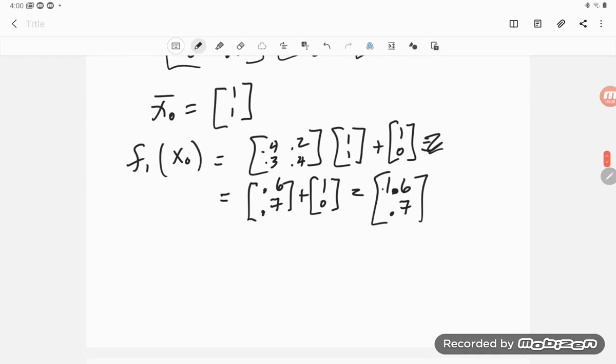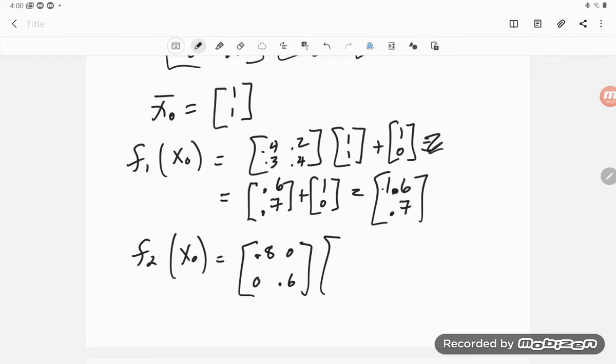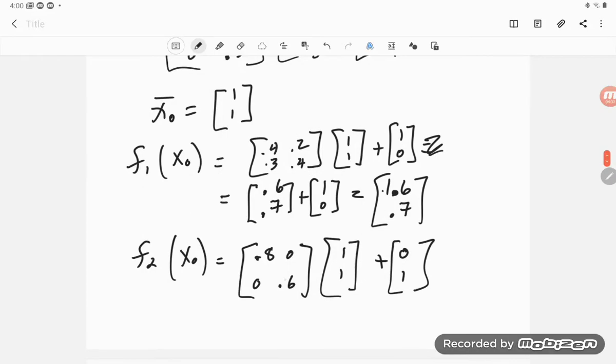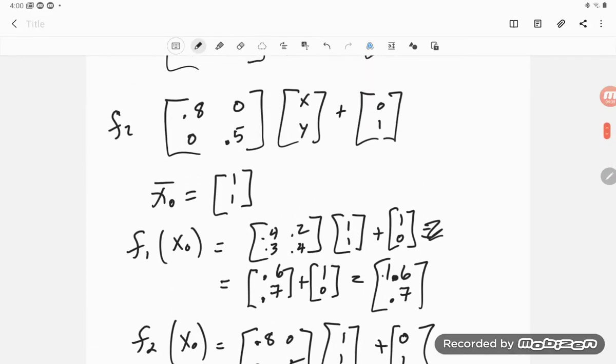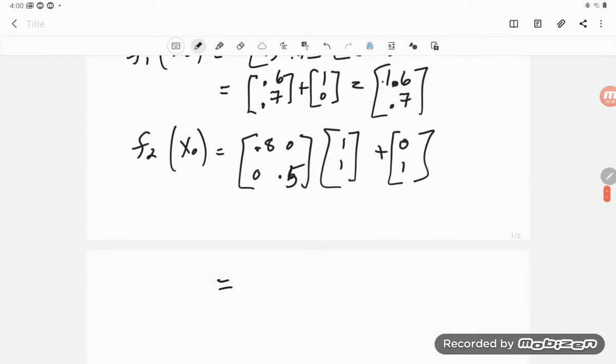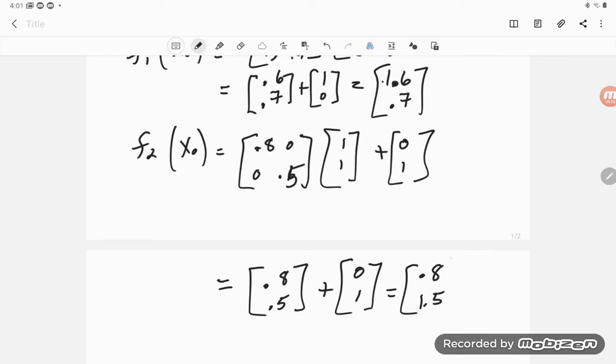But notice I started with 1 point, but now I'm going to do F2 of x0. And so that was 0.8, 0, 0, and 0.5 times my 1, 1 plus 0, 1. Like that. So look back, I was wrong, 0.5. Sorry. And so that's equal to, we'll get a 0.8 and a 0.5 from our multiplication plus 0, 1. And so that's equal to 0.8 and 1.5.